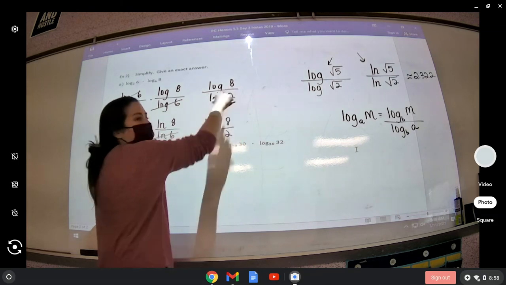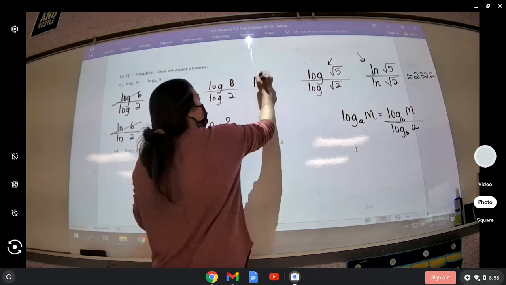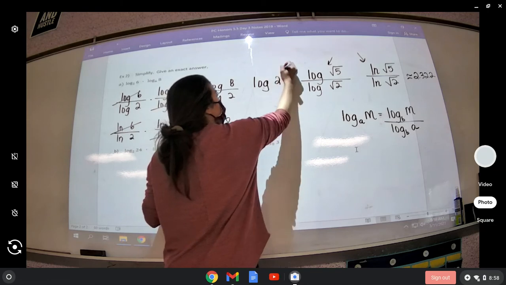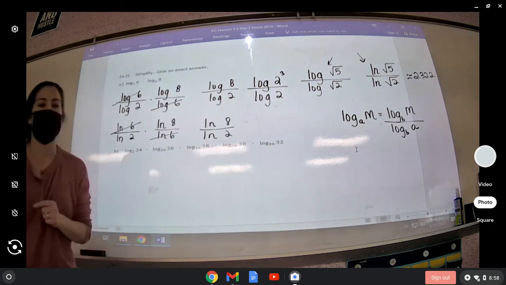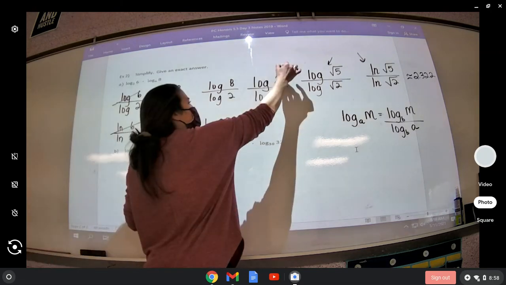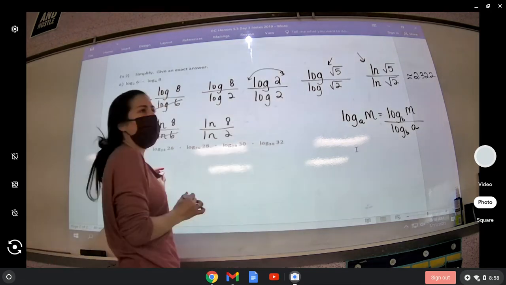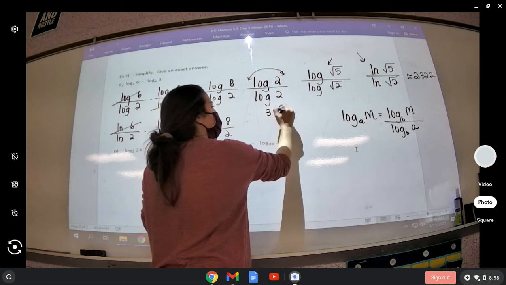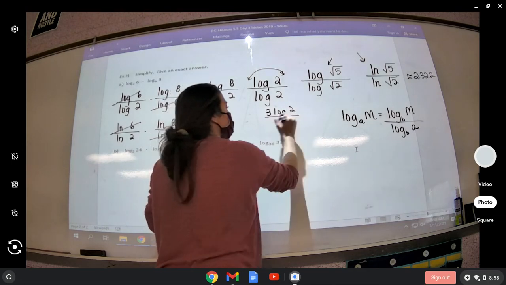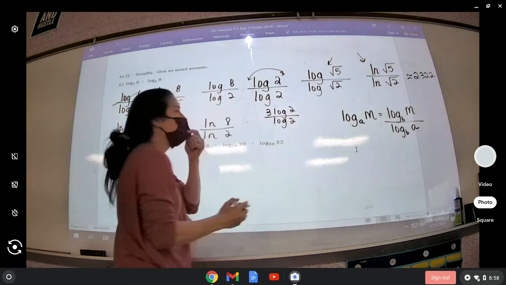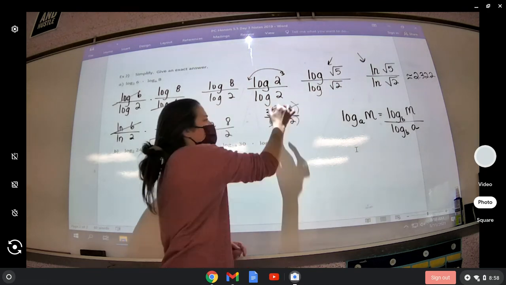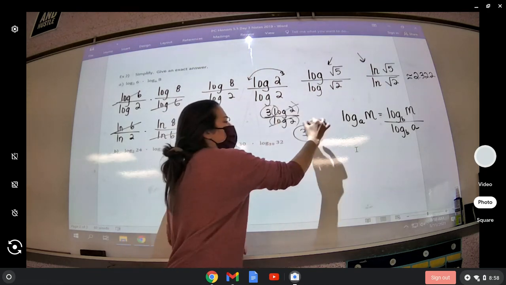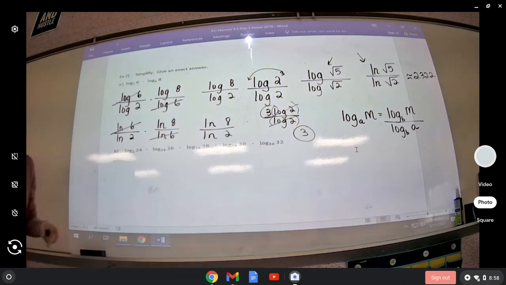Your logs can't cancel, but guys, this is a base 2 number. I can rewrite 8 as a base 2. I can rewrite this as the log of 2 to the third divided by the log of 2. Now, this exponent can drop down in front and become 3 times the log of 2 divided by the log of 2. And now, my log 2's divide out of the problem, and 3 is my final answer.